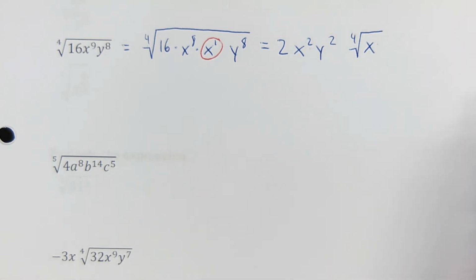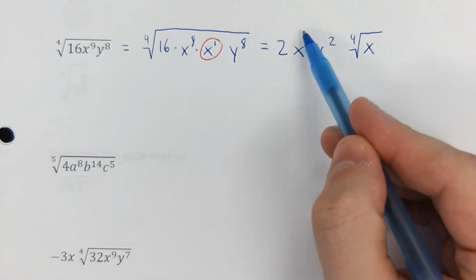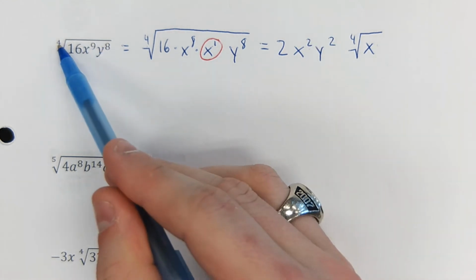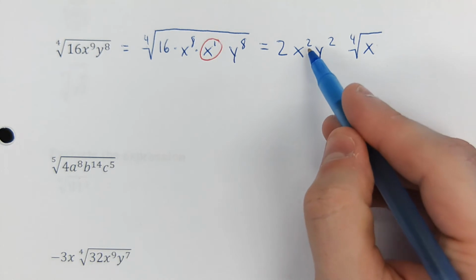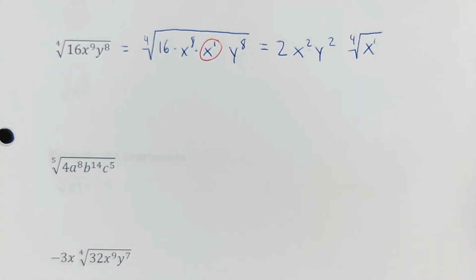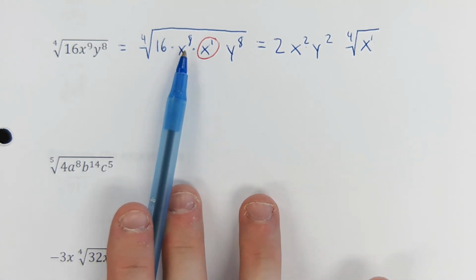Okay? What's that? Look, right here. It doesn't get to come out until the division has occurred. So this 9 divided by this 4 gives me this 2 and this remaining 1. When you split it up to x8, x to the power of 8.